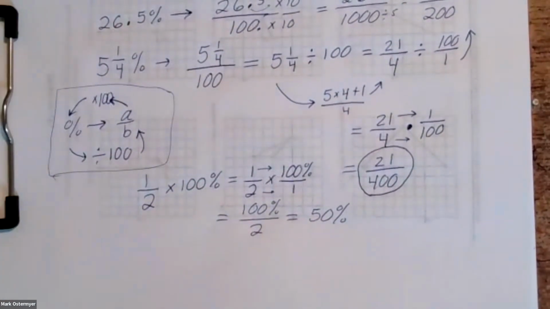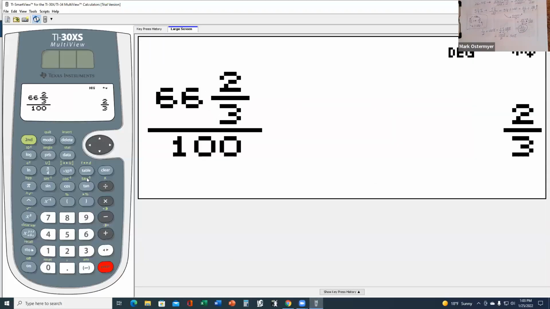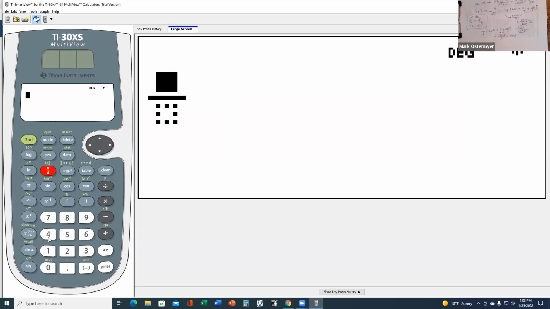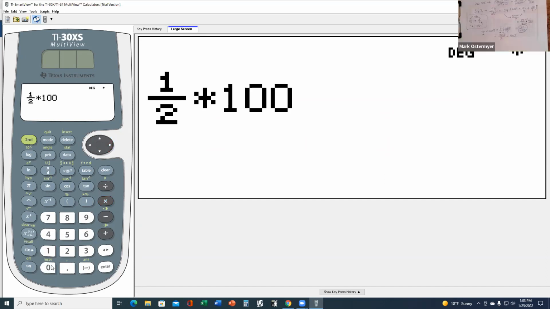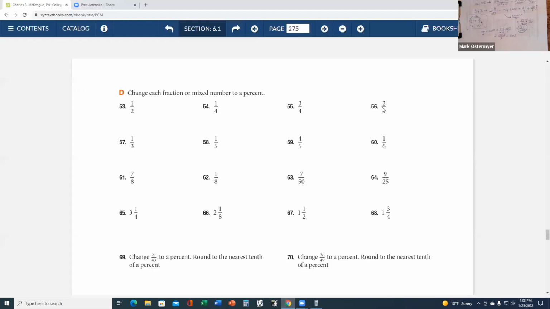Let's show ourselves on the calculator how we would do this. Pretty simple. All we do is take the fraction 1/2 and multiply it by 100. That's all there is to this. Hit enter. Boom, you get your answer, which is 50%. That's what you're going to do with every one of these problems, every one, 53 through 68. To change these fractions to a percent, you multiply them all by 100%.